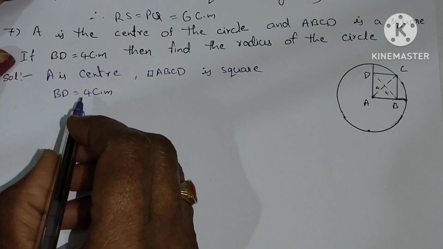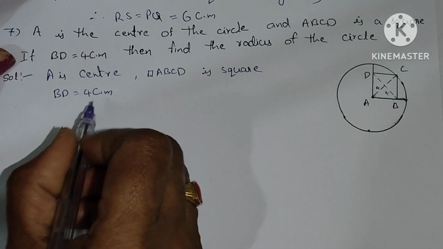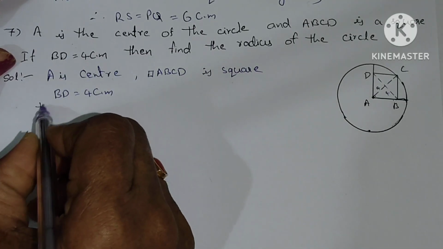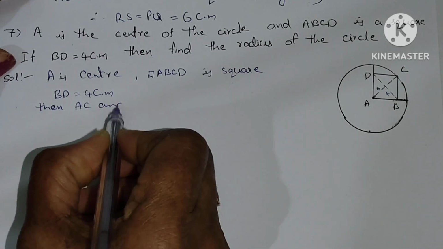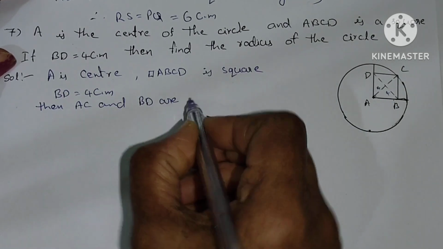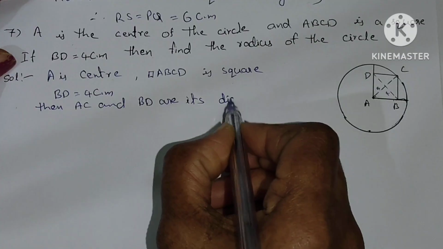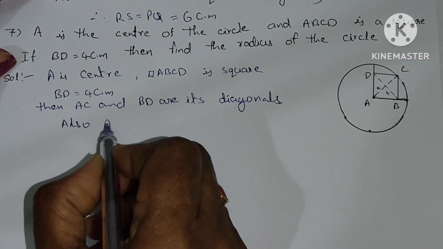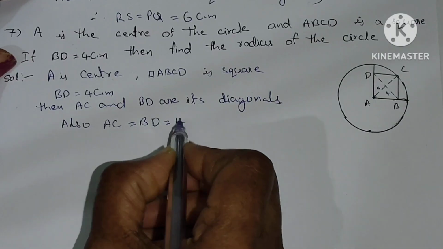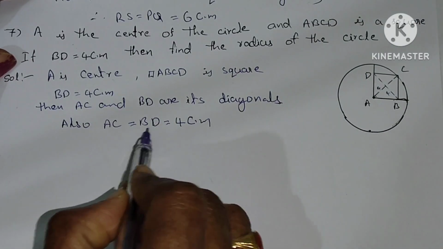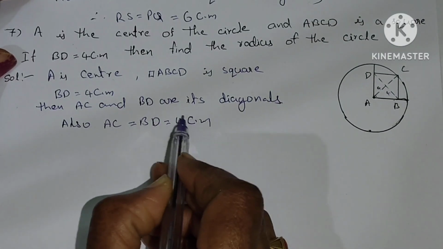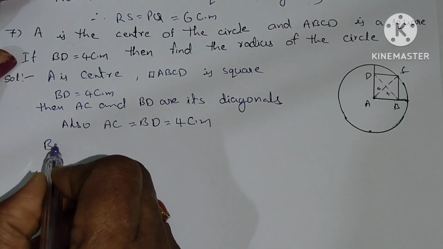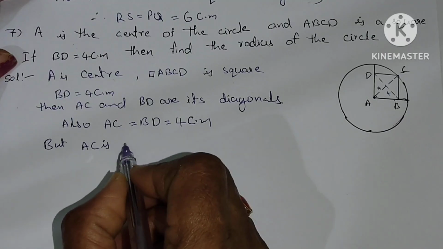So here we write that one. A is the center of the circle, ABCD is a square, BD equal to 4 centimeters. Then AC and BD are its diagonals. Therefore AC equal to BD equal to 4 centimeters. Already we know that BD equal to 4 centimeters, and in a square the diagonals are equal. But here AC is a radius of the circle.